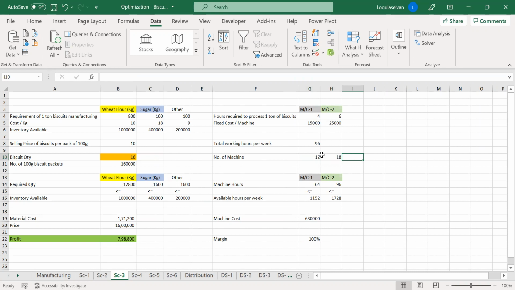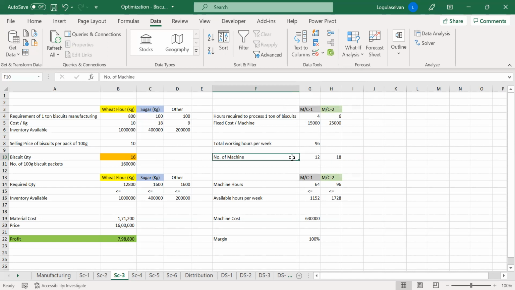The reason is very simple. 12 divided by 4 gives around 3 tons per hour, so 3 tons of biscuit can be processed per hour. Similarly, 18 divided by 6 is going to be 3. So in 1 hour, 3 tons of biscuit can be processed and manufactured using both the machines.